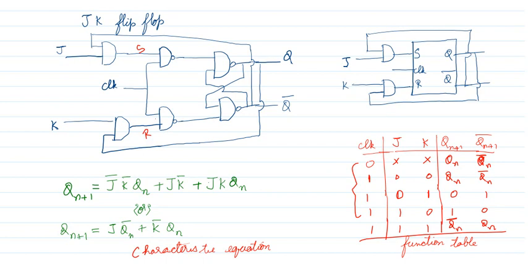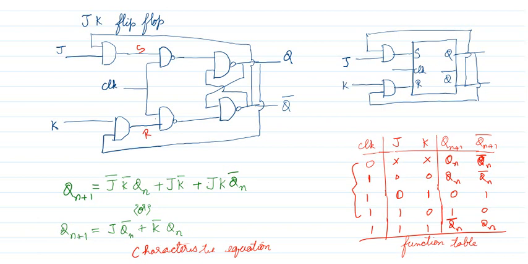Or else, if you observe this expression, Qn plus 1 is equal to J Qn bar plus K bar Qn. J Qn bar plus K bar Qn. You can check it. What can I check now?